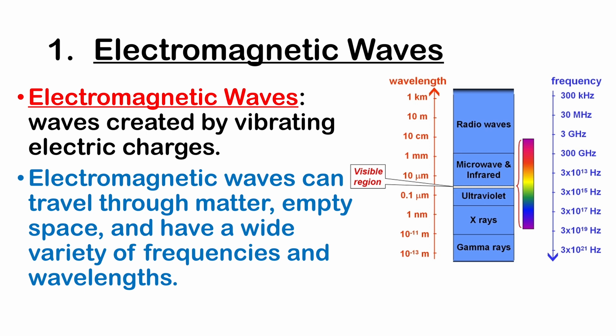Hello, today we're going to talk about electromagnetic waves, light, and how electromagnetic waves interact with different materials. So electromagnetic waves are light waves. Sometimes the electromagnetic spectrum, which would be all the different types of light, is called electromagnetic radiation.